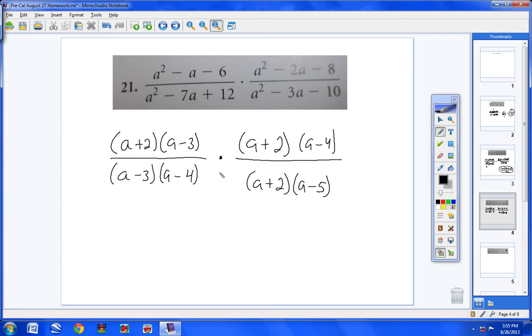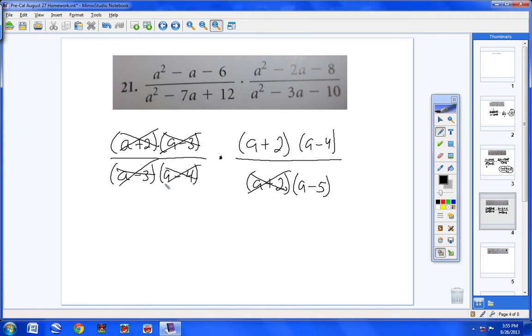Step 2 says flip any fractions that need flipped. Well, there's no division sign, so nothing needs flipped. Step 3 is start cross-canceling and reducing. So I've got an a plus 2 here and a plus 2 here. I've got an a minus 3 here, and that would reduce with my a minus 3 here.